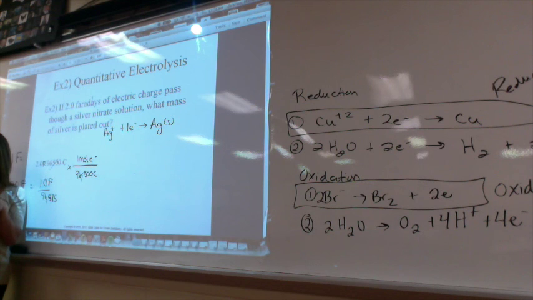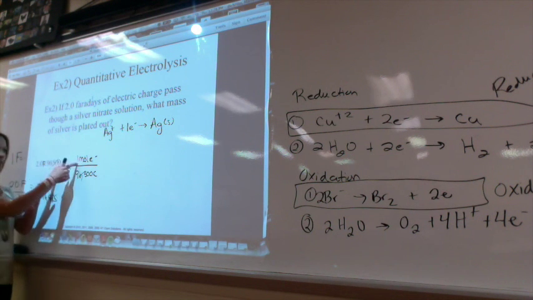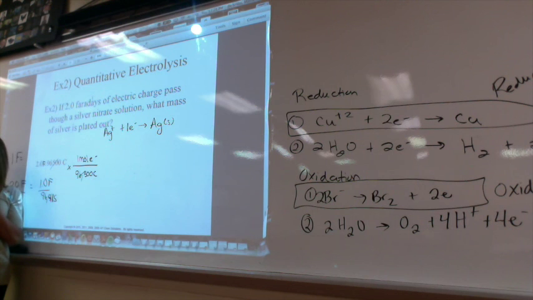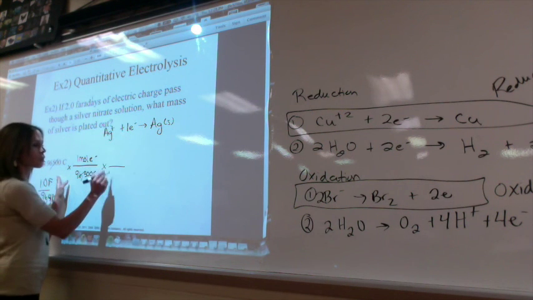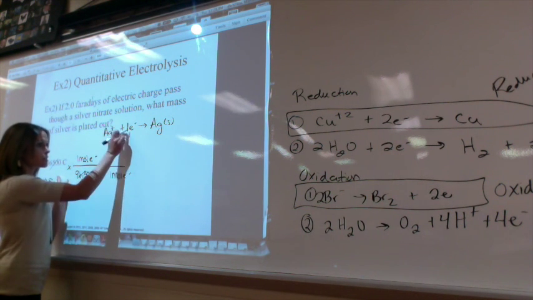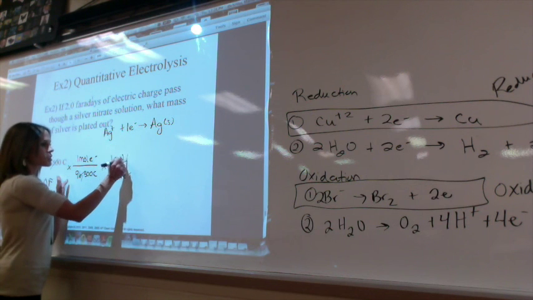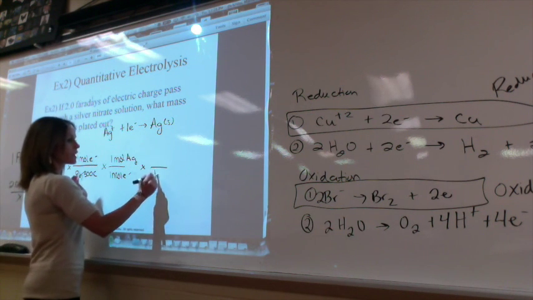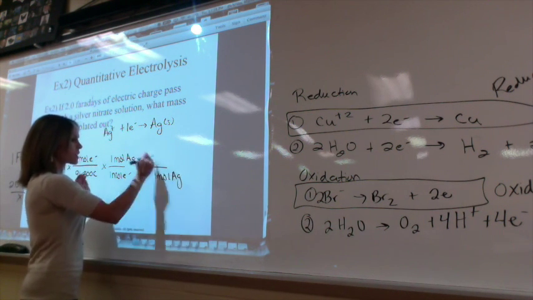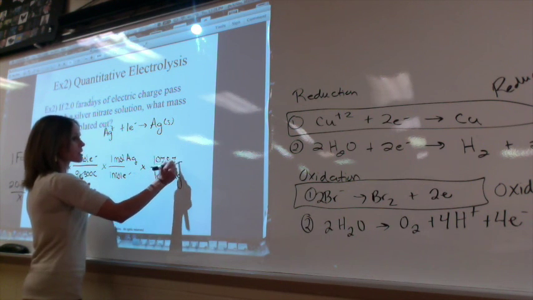Yes? So when you multiply it by the coulombs, do you have to put it over a mole of electrons? We're not putting it over 1 mole of electrons here, because at this point we're going to cancel it out by doing 1 mole of electrons is to 1 mole of Ag. And then 1 mole of Ag is equal to 107.87 grams. And that's how we'll solve.